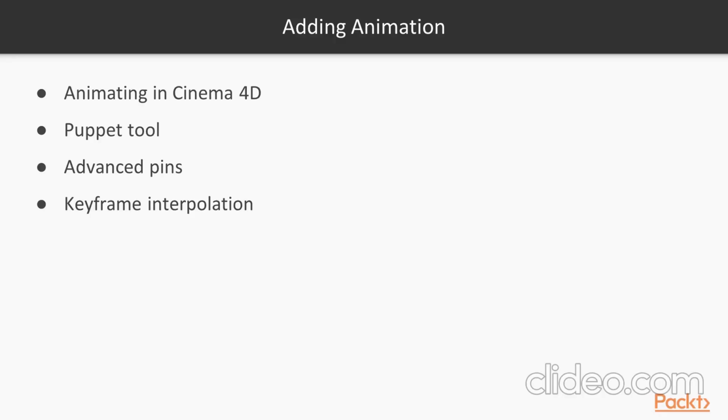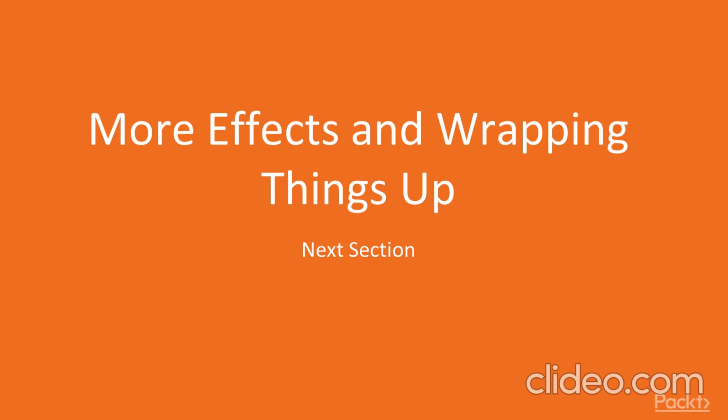In this section, we've looked at animating in Cinema 4D, we've looked at the puppet tool and its advanced pins, and finally we looked at keyframe interpolation. In the next section, we'll look at more effects and wrap things up.